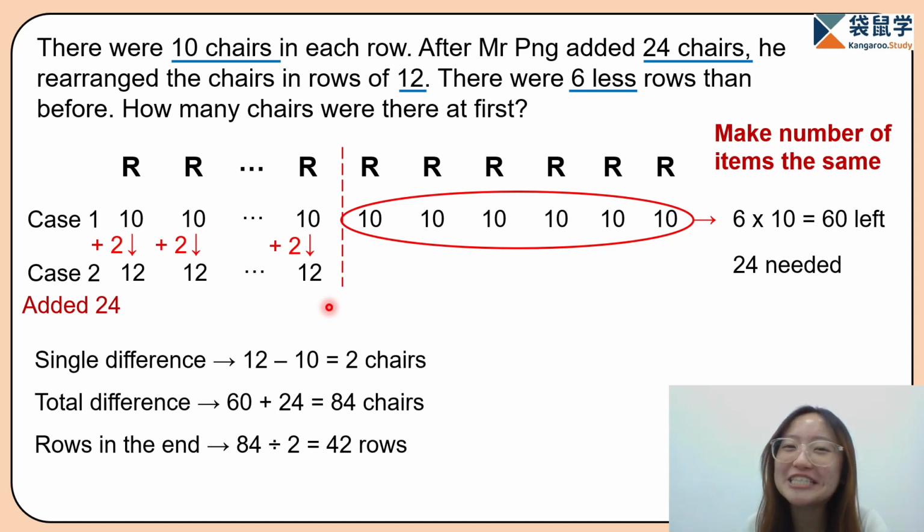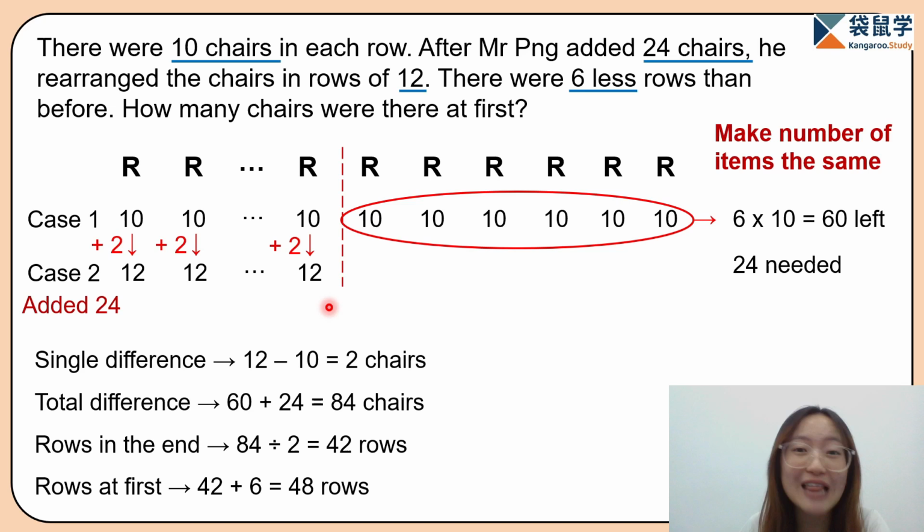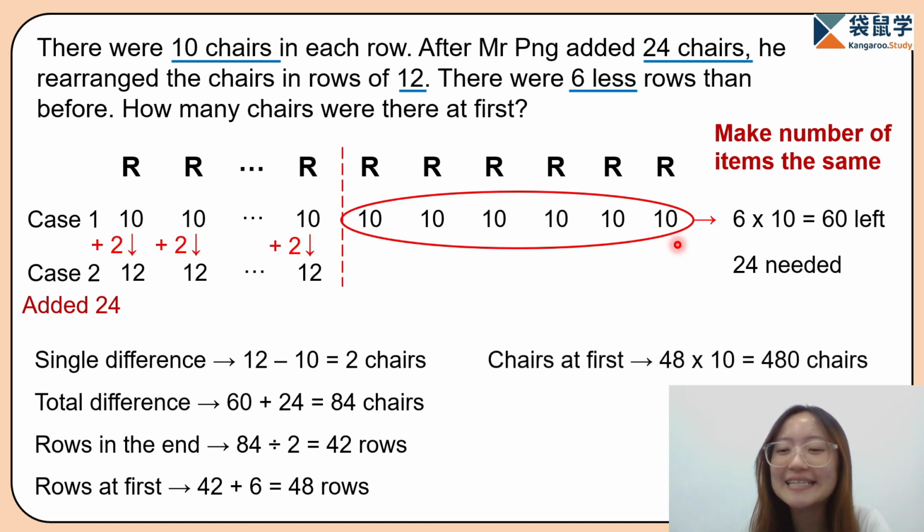Now, what is the question asking for? The chairs at first. So in order to find this, we will need the rows at first. So how many rows will this be? It will be 42 plus 6, which is 48 rows. So how can we find the number of chairs at first? We have 48 rows, each having 10 chairs. Now the number of chairs will be 48 times 10, which is 480, giving us our answer.